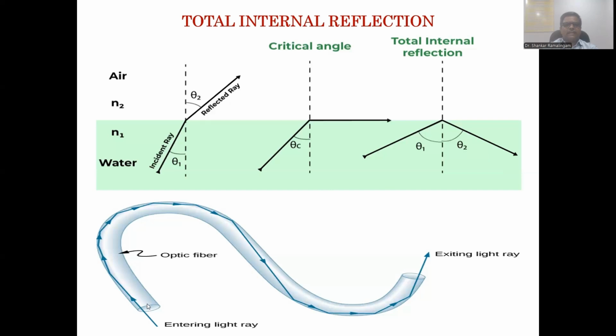Now you just consider this as an optical fiber cable. This tube-like structure is our core. Okay, so around this core we are going to have our cladding.